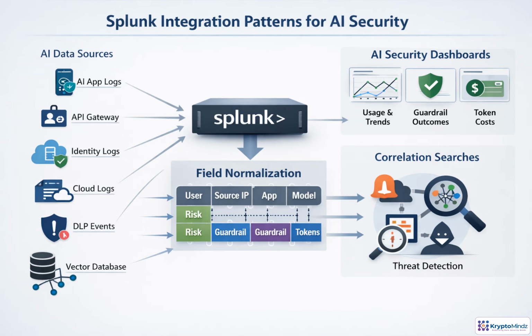For Splunk, the goal is turning scattered AI telemetry into consistent, searchable security data. Ingest application logs, API gateway activity, identity events, DLP signals, cloud logs, guardrail decisions, and vector database access. Normalize fields like user, source IP, app, model, risk, action, and token count. Once that foundation is reliable, dashboards can show usage and cost trends, while correlation searches combine signals to detect suspicious AI behavior faster. Aligning to SIEM makes those detections reusable.